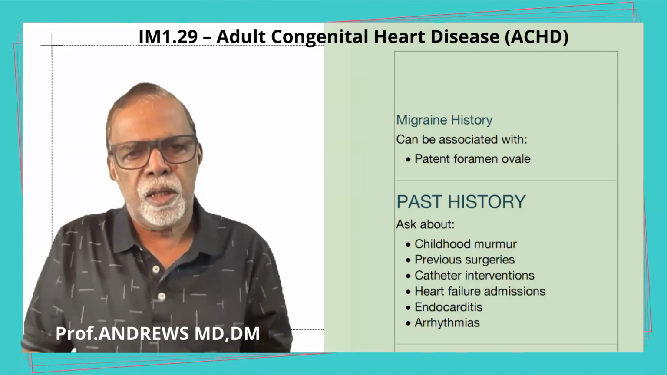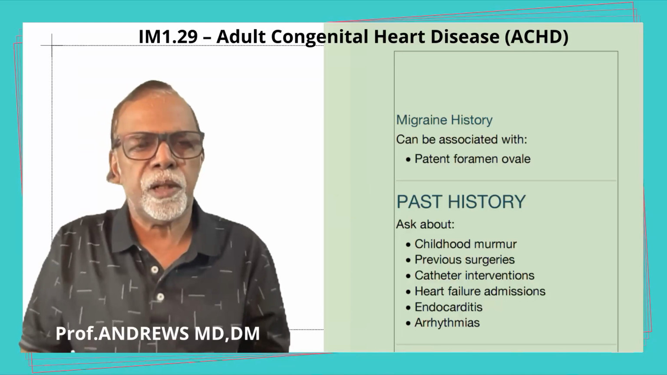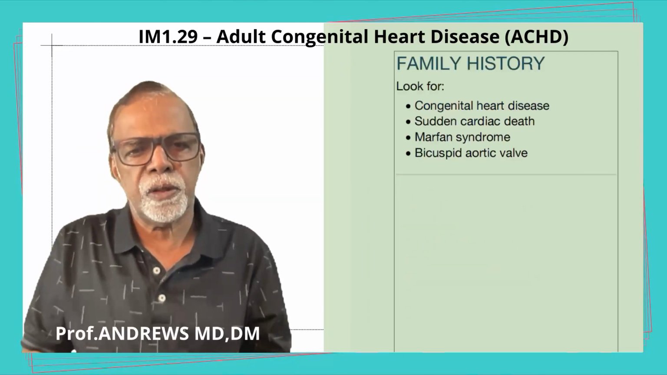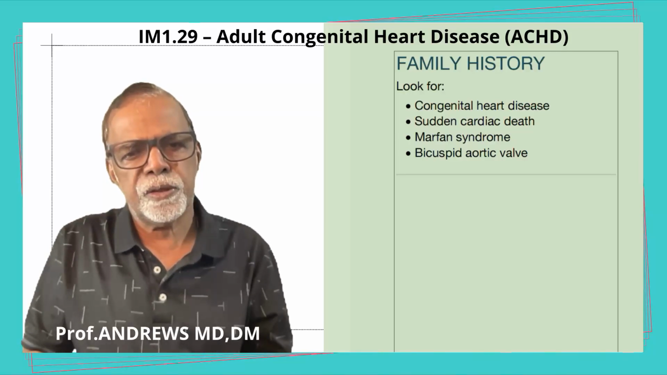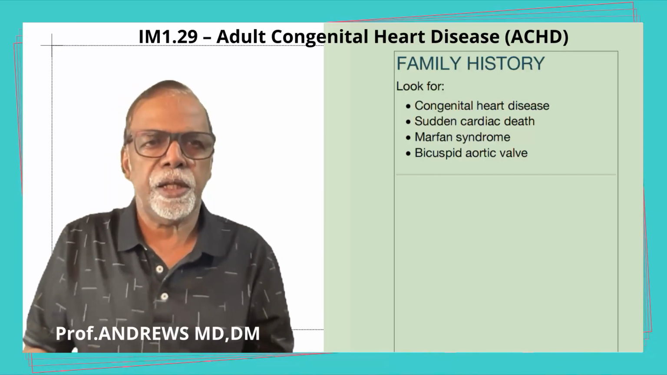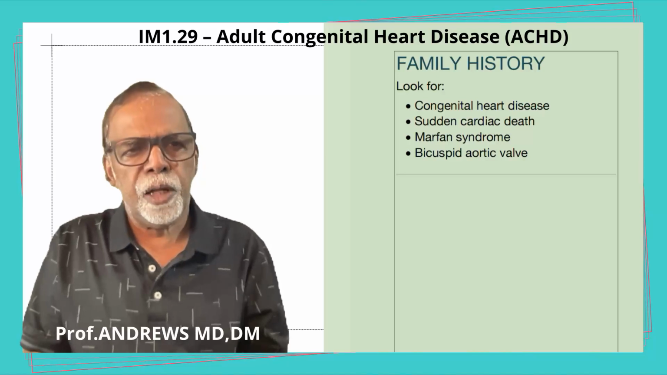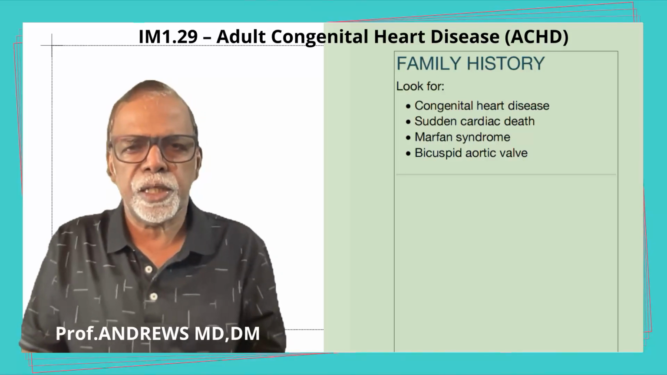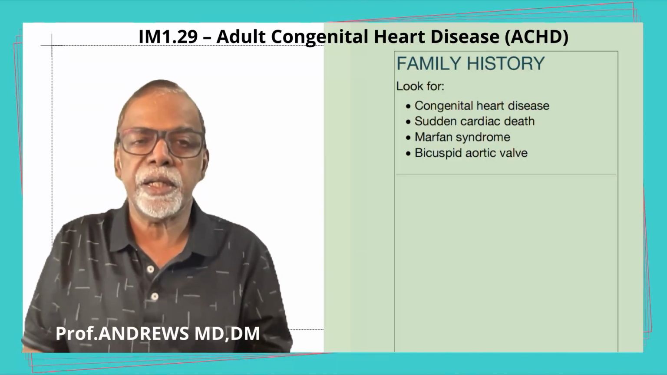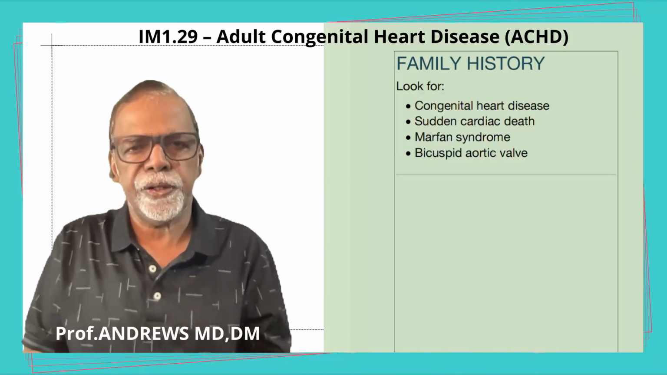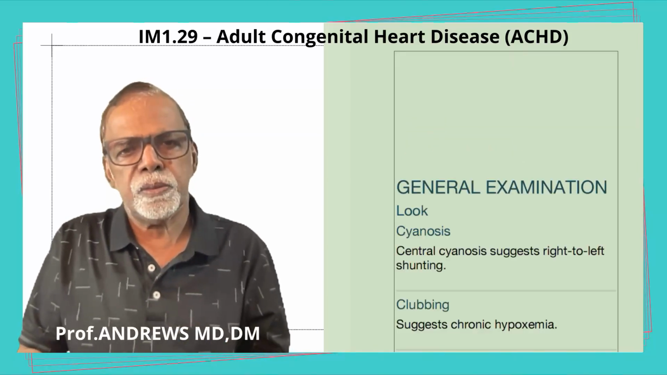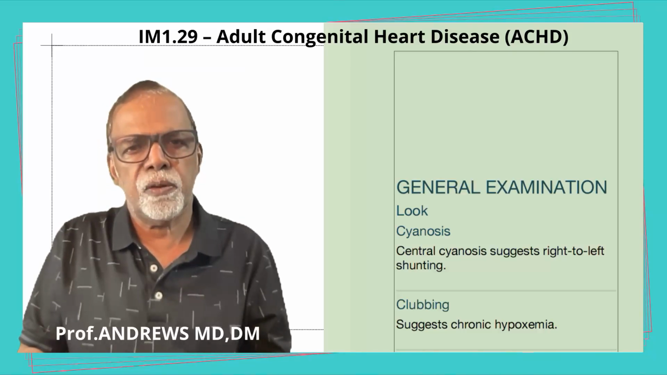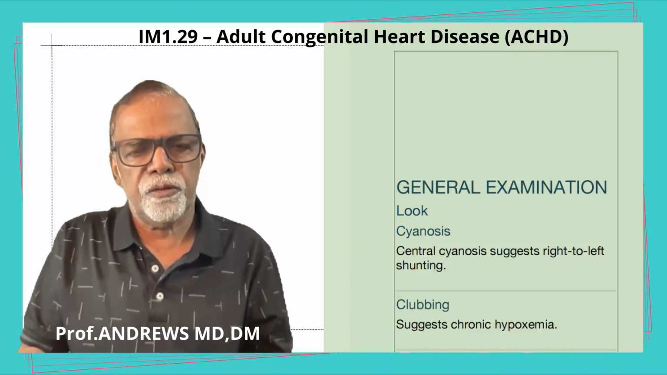Think about that. In the past history, ask about childhood murmurs, murmurs detected in childhood, previous surgeries, catheter interventions, heart failure admissions, history of endocarditis, and arrhythmias. Family history is important because you should ask for congenital heart disease in the family, sudden cardiac death. This is especially in subaortic stenosis or hypertrophic cardiomyopathy. History of Marfan syndrome, again, or bicuspid valve, all these you can think about the presence in the family.